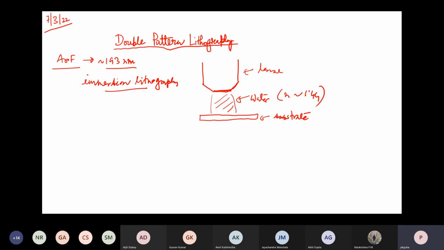Now, what people usually do if you go for such high resolution or such low feature size is use another technique, which has been there for several years now, known as EUVL, that is extreme ultraviolet lithography.